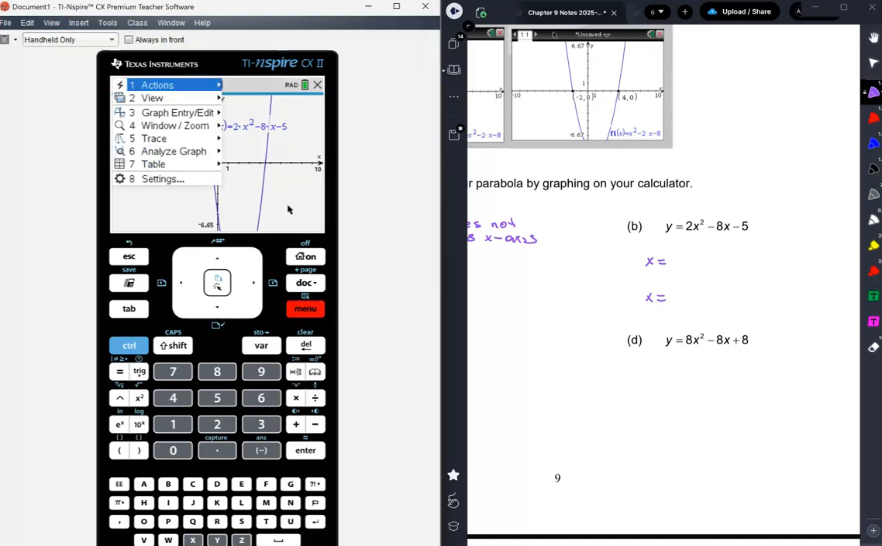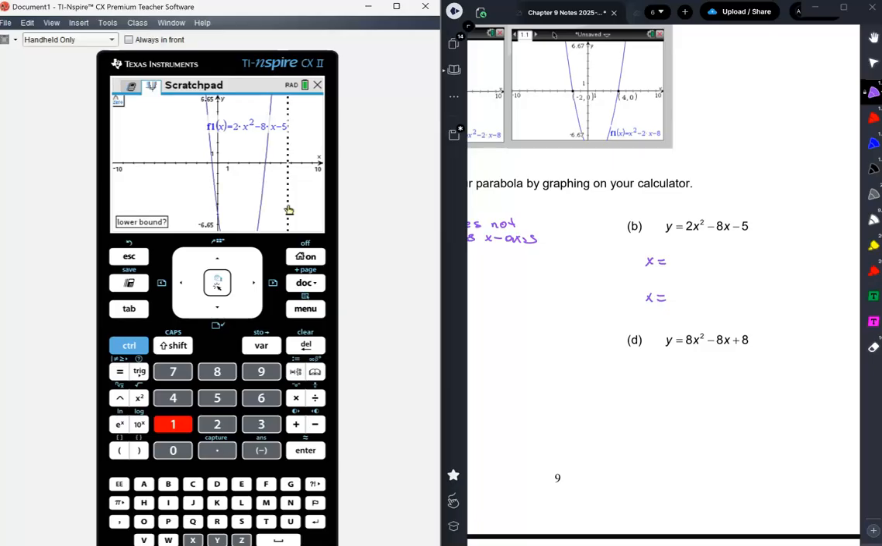Number 6 for analyze graph. Number 1 for zero. So with the trackpad, swipe so you are to the left of the point. Hit the center button. Now, it doesn't matter where you put it as long as it's to the left.